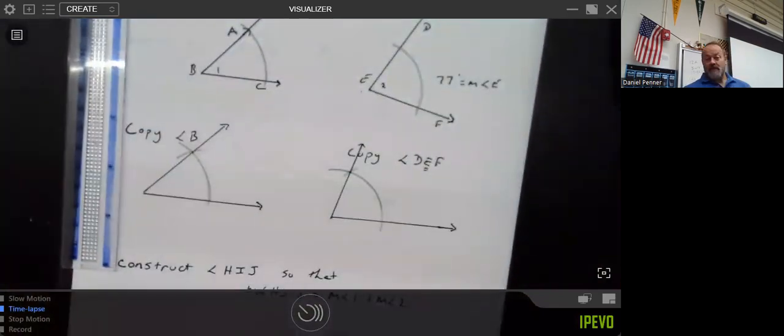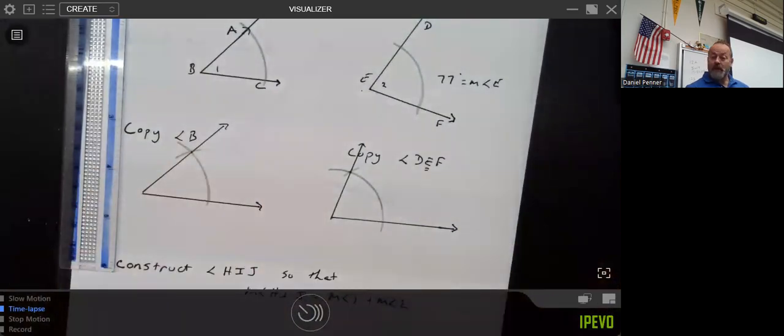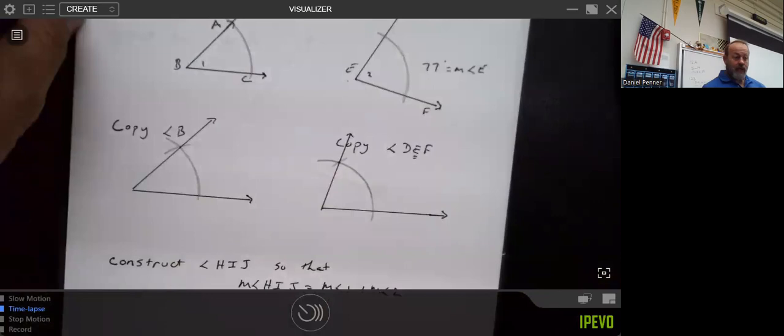Understand that compass and straightedge constructions are difficult for people, so don't be too picky on yourself if you did the process right, but it doesn't look perfect, okay? This is a process. It does take a little bit of time to learn how to do that.